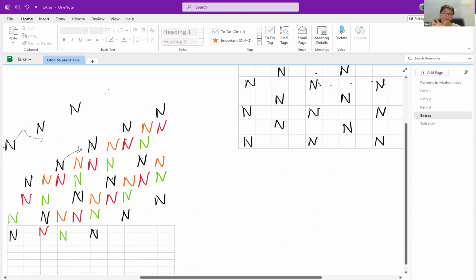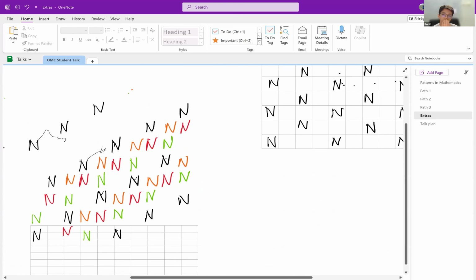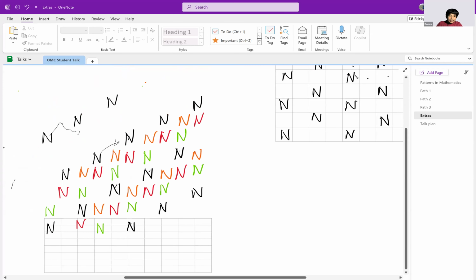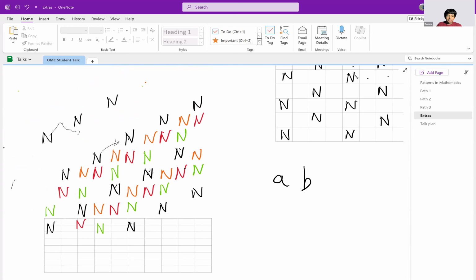Yeah, you can kind of imagine it. So we can also have a generalized knight, which instead of going 2 and then 1, it goes A and then B. So A and B are positions on the board. Yes, A and B are this number and this number.